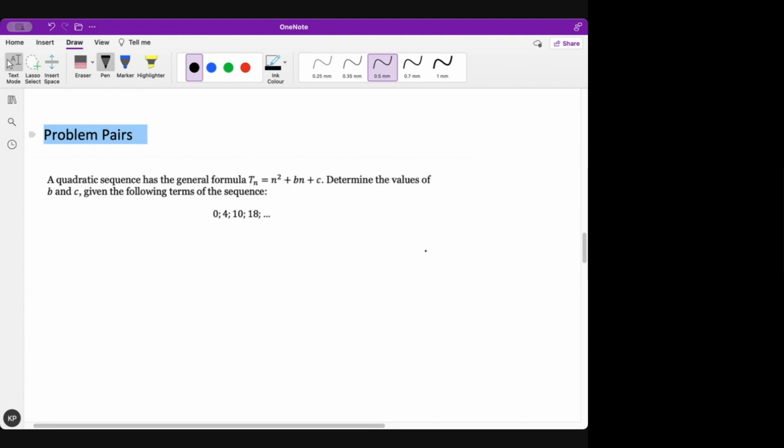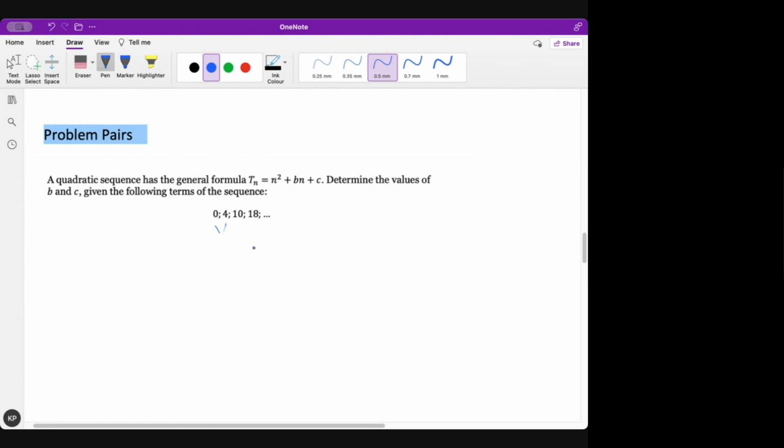Okay. A quadratic sequence has this formula. So I did an example. You guys are doing an example now. That's how it goes. Tn is n squared plus Bn plus C. Determine the values of B and C given the following sequence. I'm going to go ahead and start with the differences, but I want to say something about that general formula they gave us.